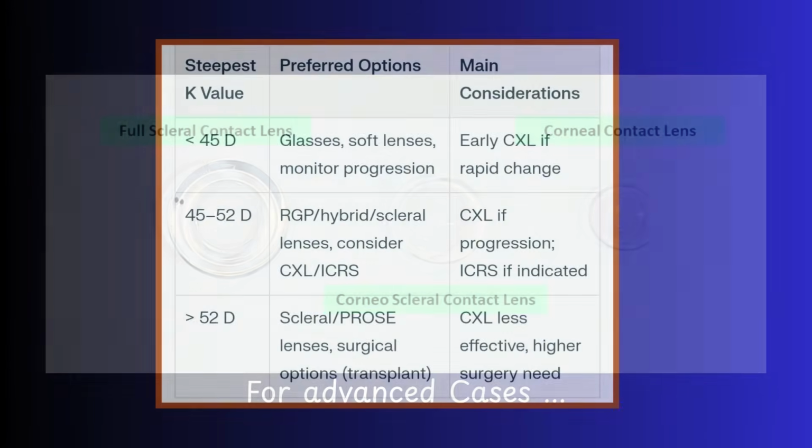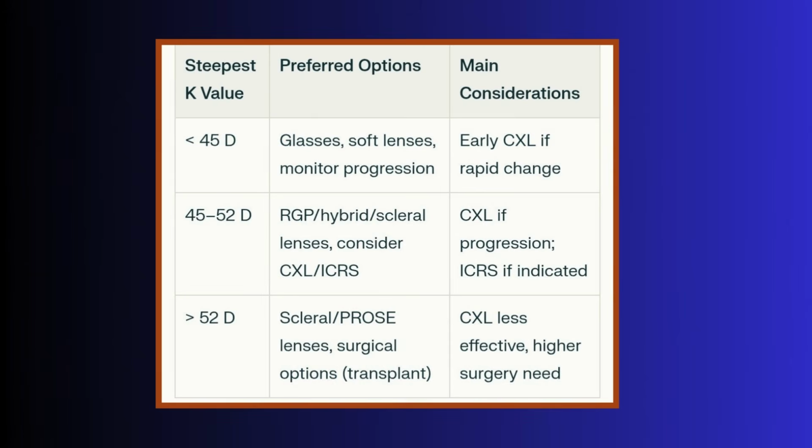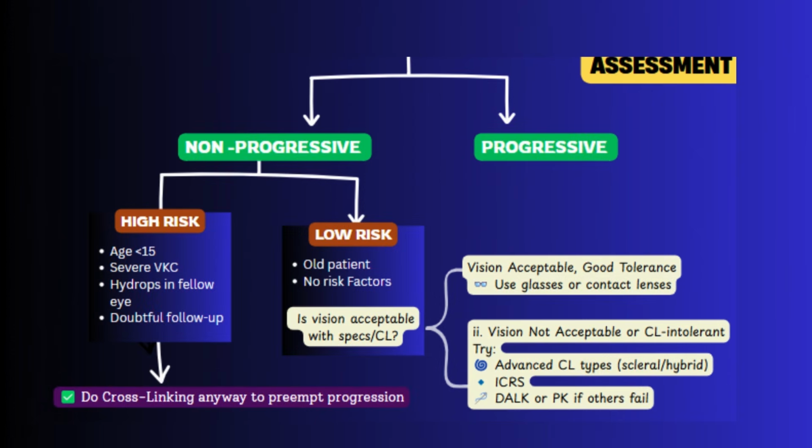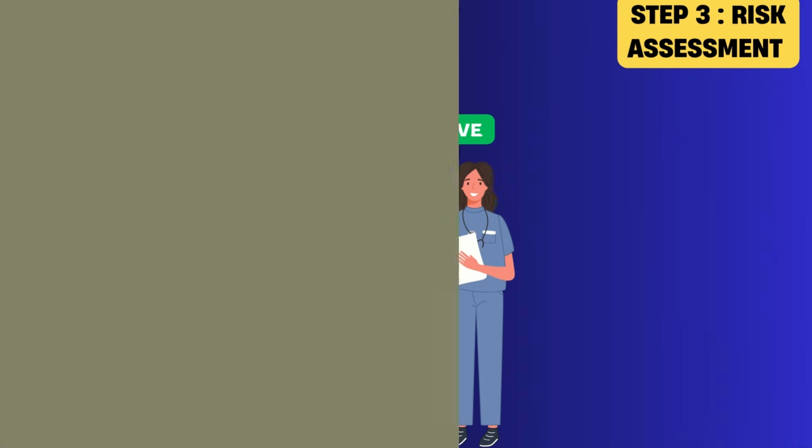Now, as you can see in this table, for less than 45 diopters, spectacles and even soft lenses and soft toric lenses can be used. For 45 to 52 diopters, you have to use rigid gas permeable, hybrid or scleral lenses. And above 52 diopters, scleral lenses, customized scleral, and even other ways of visual rehabilitation might have to be used, like ICRS and keratoplasty. So that was the treatment of non-progressive cases of keratoconus.